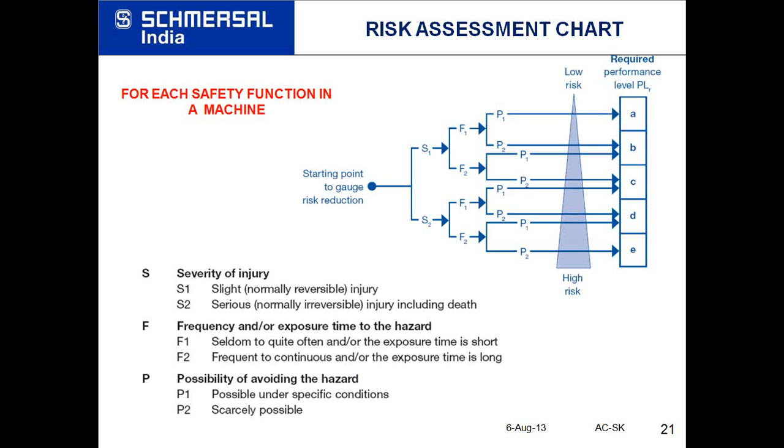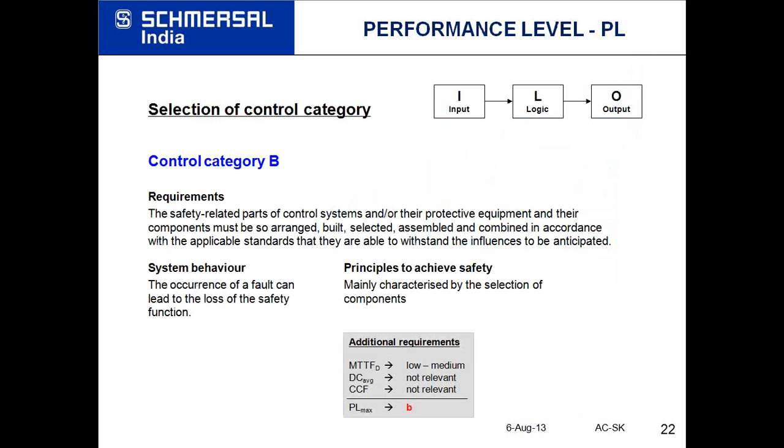Now we will understand the meaning of control categories. This is the first parameter for understanding the safety level, starting with control category B.